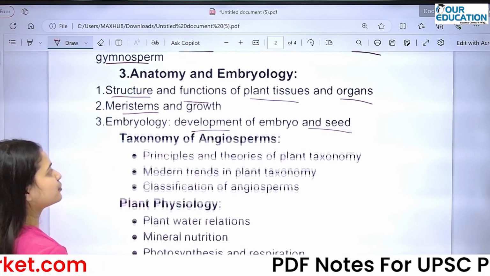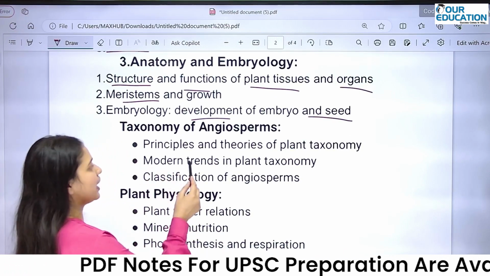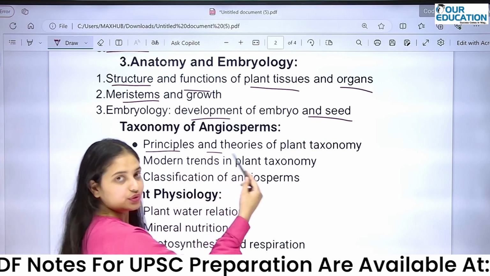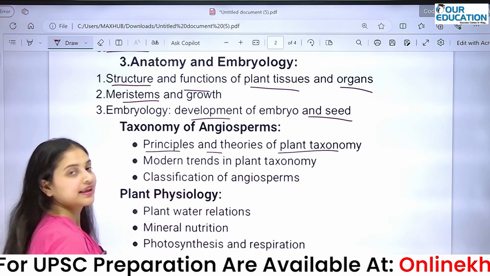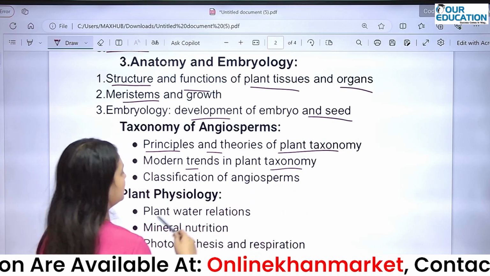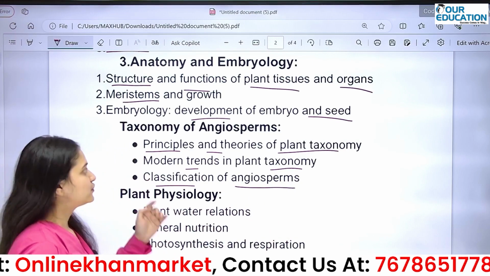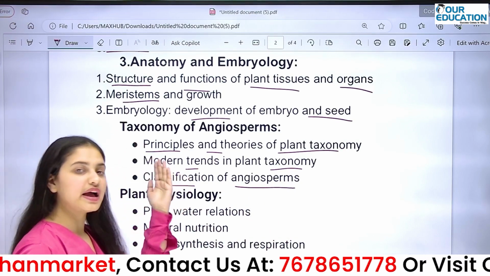Now come to the next point, that is taxonomy of angiosperms. In taxonomy of angiosperms you have to cover principles and theories of plant taxonomy. Another one is modern trends in plant taxonomy. Next topic is classification of angiosperms. You have to cover these in taxonomy of angiosperms.